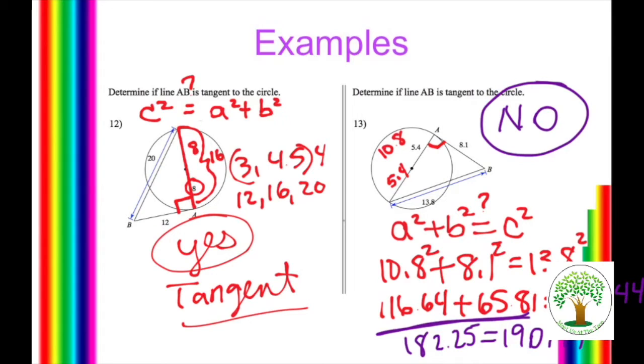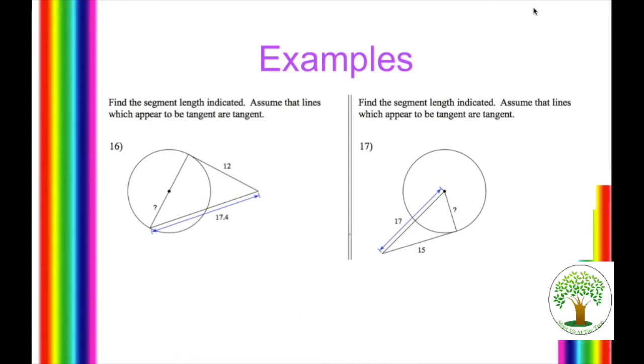Good. Number 16 and 17 is find the segment length indicated. Assume that lines which appear to be tangent are tangent. All right, so if the line with the 12 here appears to be tangent, so it is tangent, where's the right angle? Right here, right in between. This is the right angle. We're looking for the question mark. I'm going to call it R. Can I call it R? So wouldn't that one side be 2R? Yes, this side would be 2R.